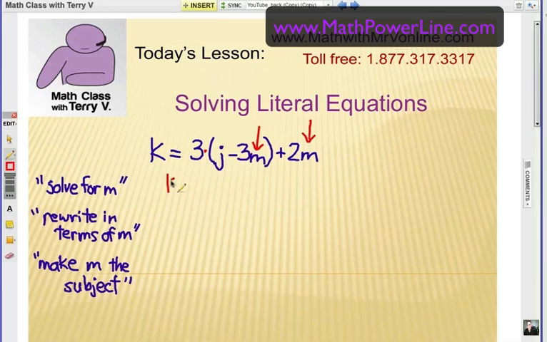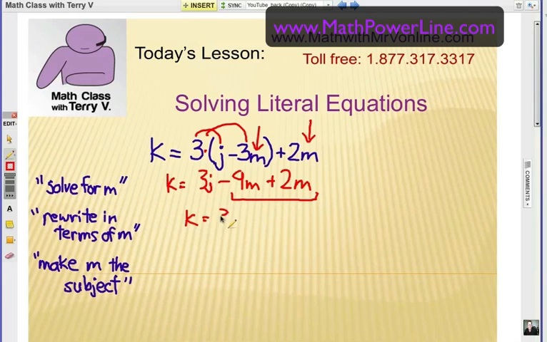So k equals 3j, 3 times j of course, and 3 times 3m, but it's a negative sign there, so it gives you 9m, and then we still have plus 2m. Another tip is combine like terms if you can. Looks like I can combine those m terms together, so now I have k equals 3j minus 7m. Obviously be careful with your signs there.